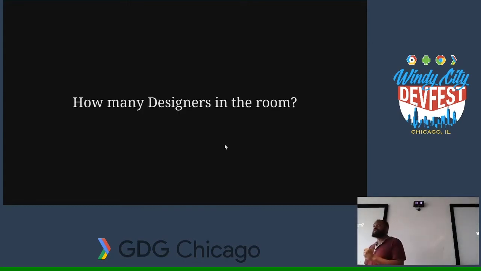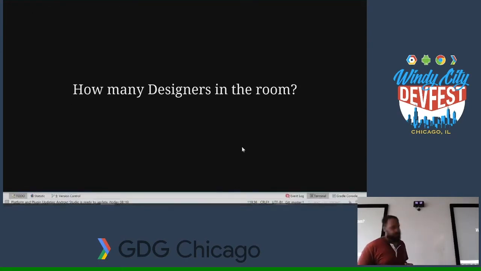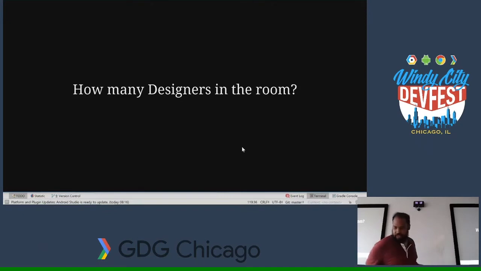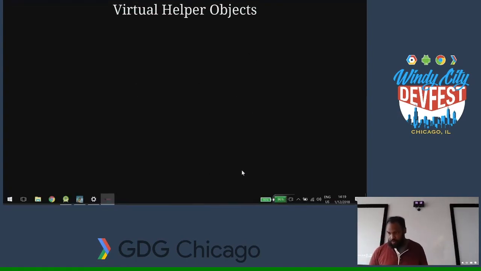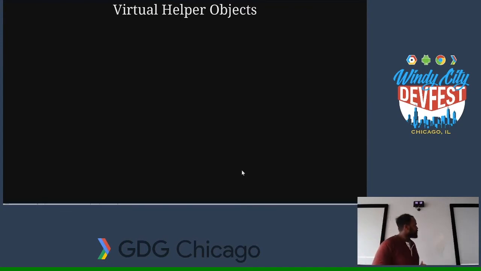How many designers in the room? Two. Okay, cool. So I'm assuming the rest are developers, right? Okay, so the next couple of, there we go. I'm moving kind of fast here. What happened? Oops. Okay. Shoot. There we go. Okay, that's sort of better.